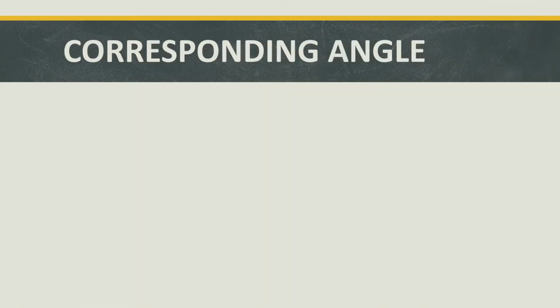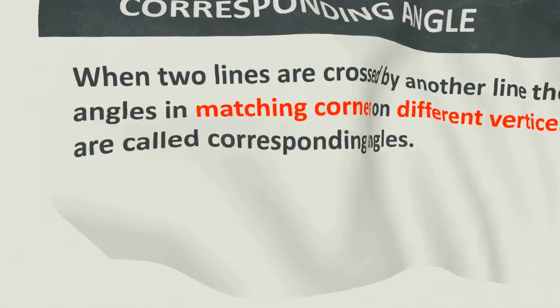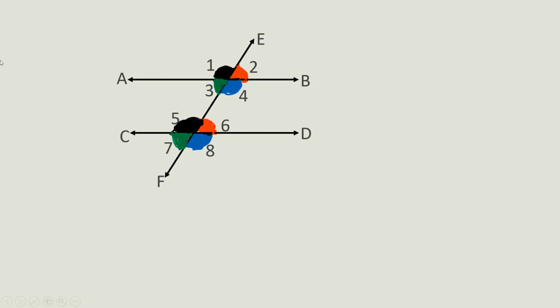Now, let's learn about corresponding angles. When two lines are crossed by another line, the angles in matching corners but on different vertices are called corresponding angles. Example, in this figure, angle 1 and angle 5 are corresponding angles because they are on the same matching corner but on different vertices.